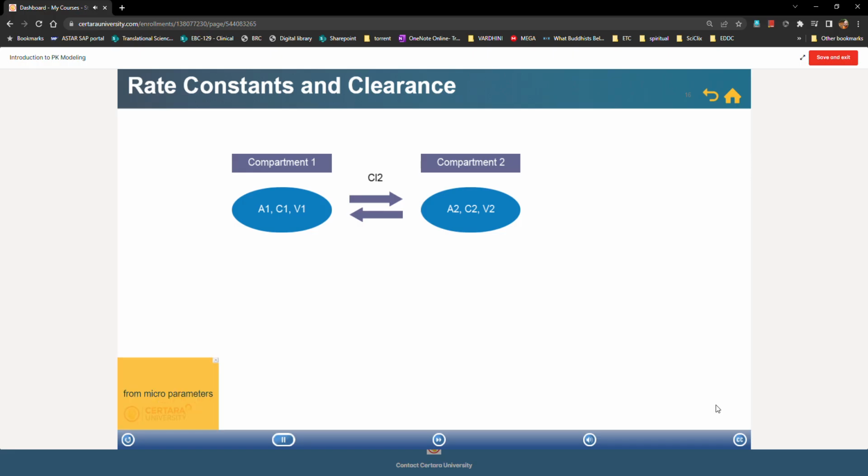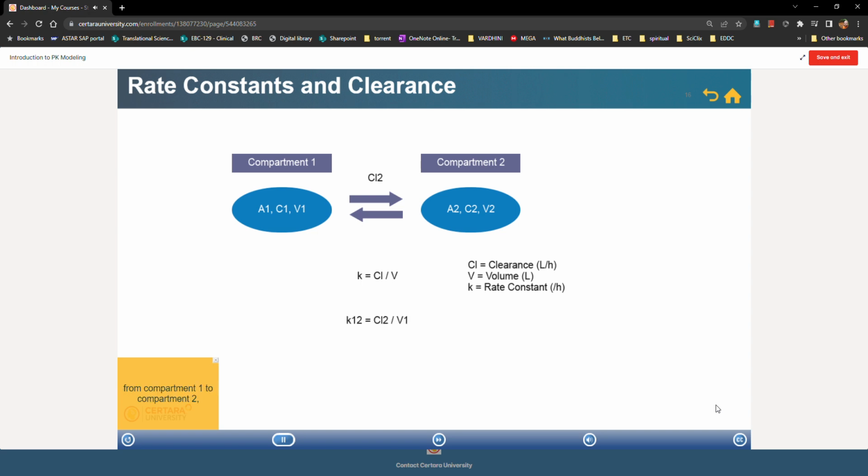Because the rate determined from microparameters is the same as the rate from clearances, this leads to the relationship that the rate constant is clearance over volume. Therefore, if we have clearance parameters, we can calculate the micro-rate constants should we need them. Clearances have units of volume per time, and rate constants have units of inverse time. Typical units are shown here. Let's take a look at a couple of examples.